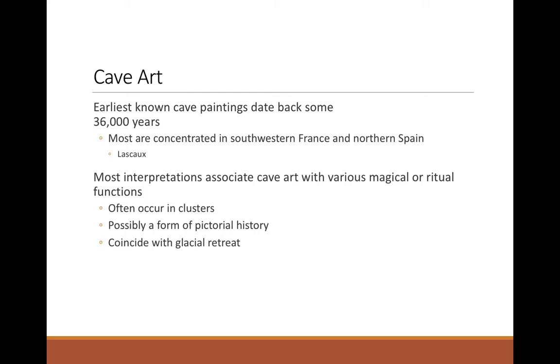This follows people's movements. Some of the oldest known cave paintings date back 36,000 years. Most are in southwestern France and northern Spain, though this may be a measure of how well those paintings were preserved, more so than how much they were produced. But these cave paintings represent modern artwork. These cave paintings may have magical or ritual functions, or they could just be art, right? They may not have had such ritual significance. They often, though, occur in clusters. They're a form of pictorial history. They coincide with the glacial retreat.